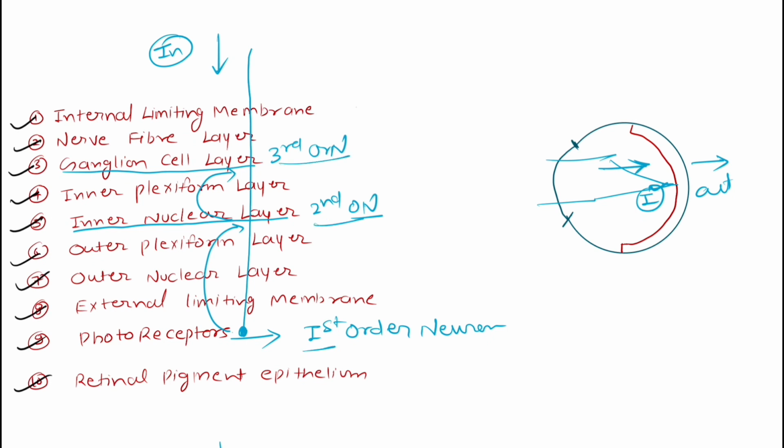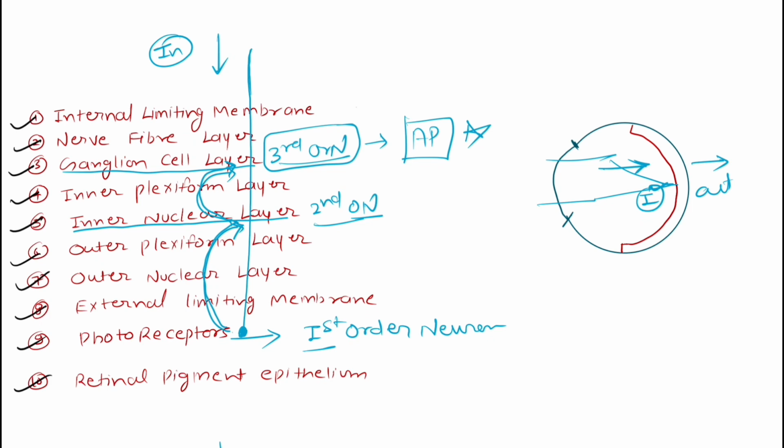But remember one thing: whenever light comes onto the photoreceptors first, they will generate some impulse, and that will be a local graded potential. That is not an action potential. This local graded potential will travel from the photoreceptors to the inner nuclear layer, and from the inner nuclear layer to the ganglion cell layer, and the ganglion cell layer is the first site where the action potential is generated. So the action potential is generated in the ganglion cell layer, not in the photoreceptors. The photoreceptors generate just the local graded potential.